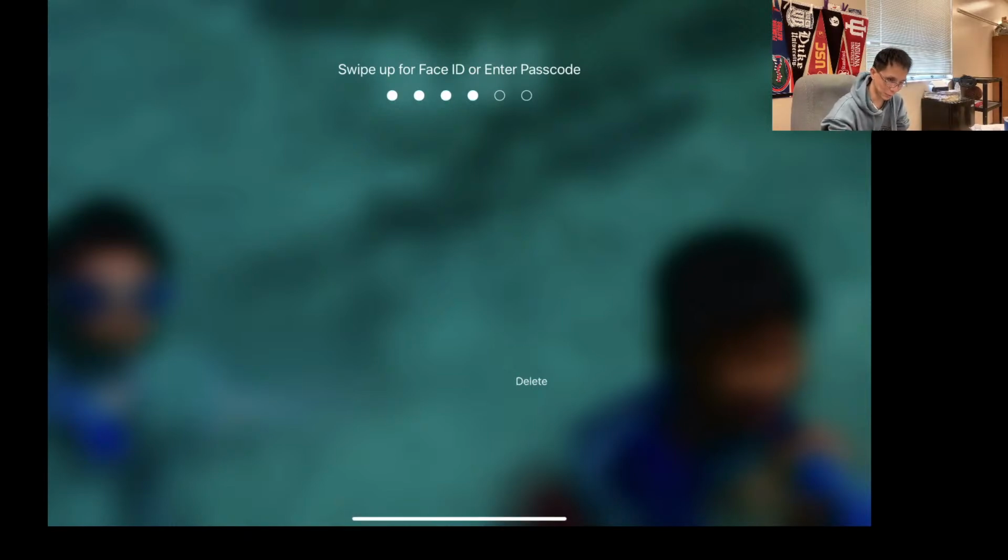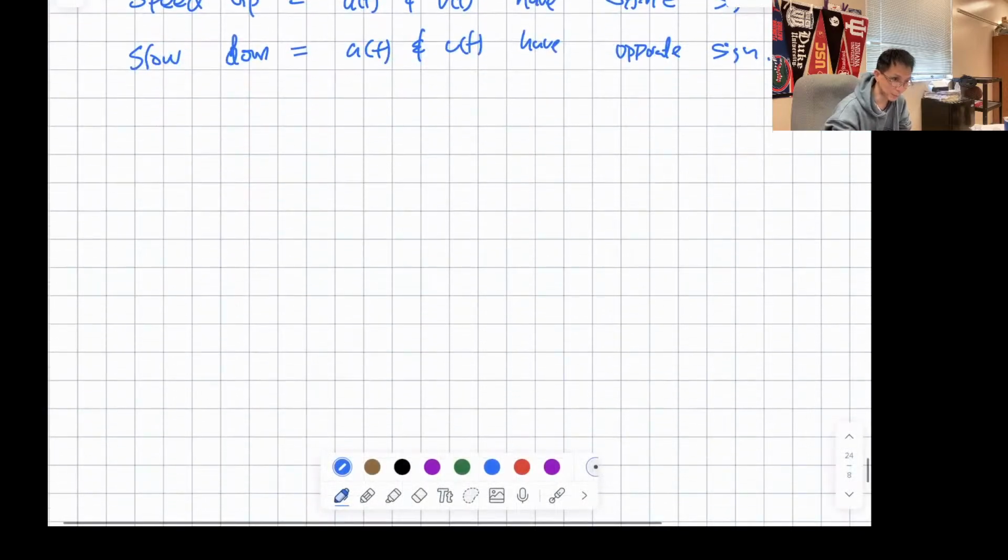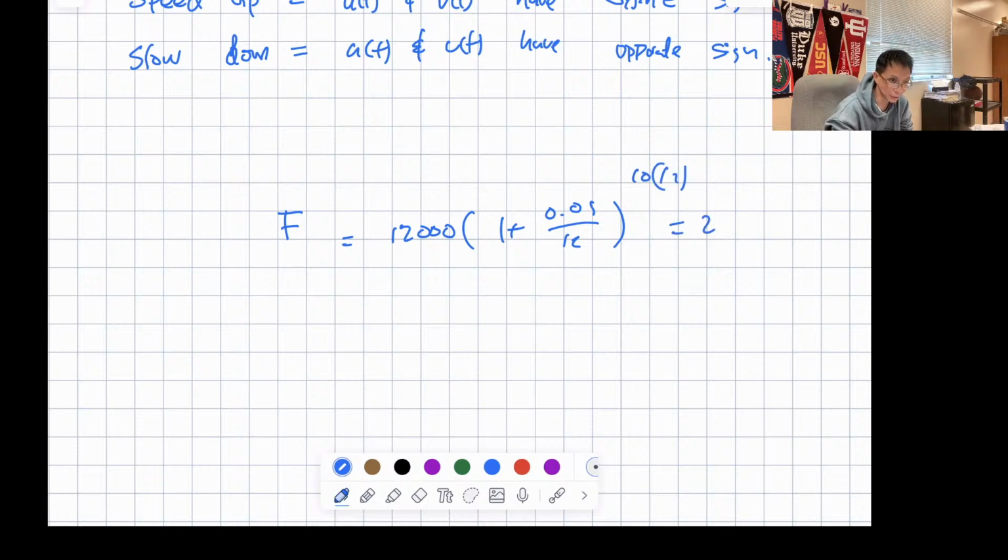Last page is super easy. Basically, they have to write out F, which is future value. They don't have to do that. They have 12,000 times 1 plus 0.09 over 12, to the power of 10 years times 12. And that should give you 29,416.28, I think. This should give you one check mark.